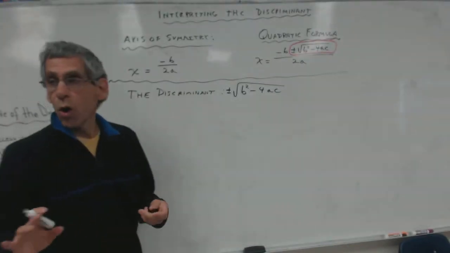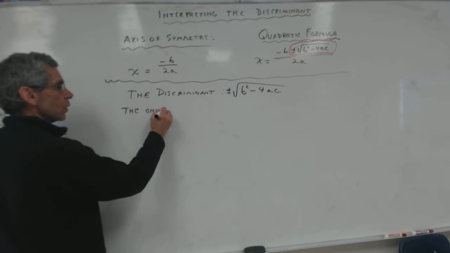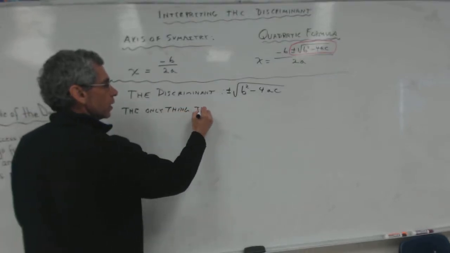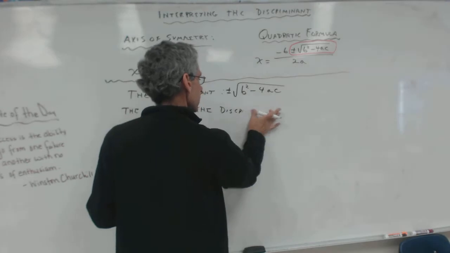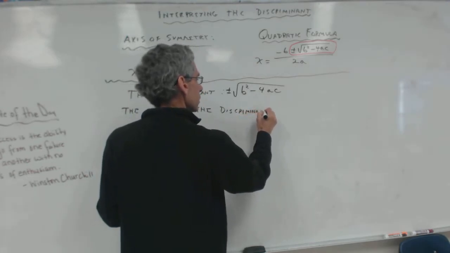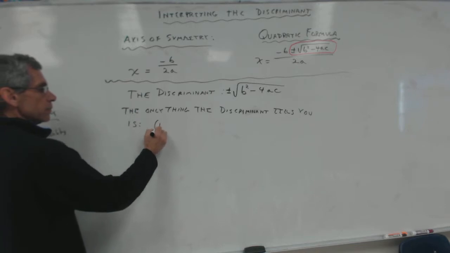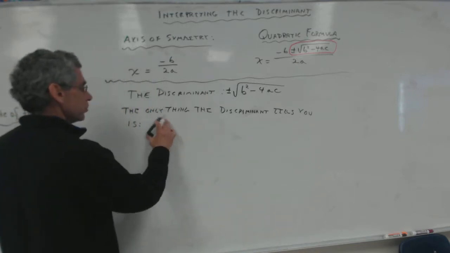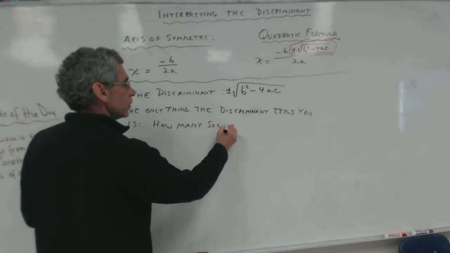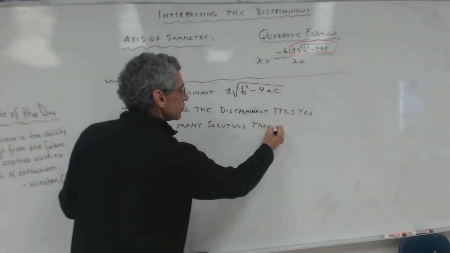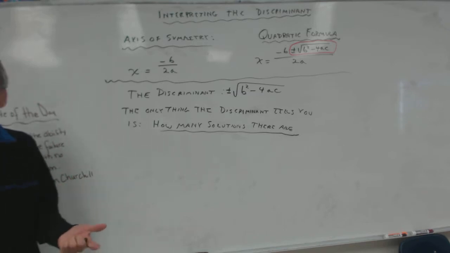The only thing the discriminant tells you, oh dear, this is a hard one to spell, is how many solutions there are. That's all it tells you. How many solutions there are to a quadratic equation, right?